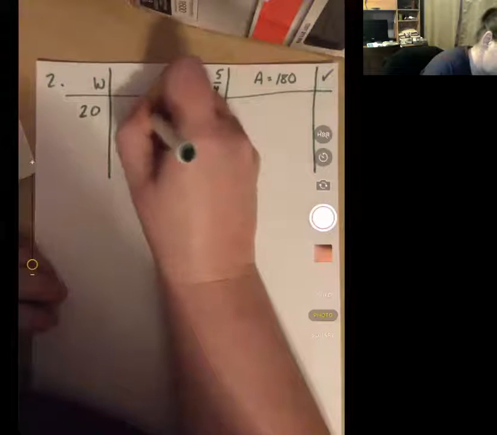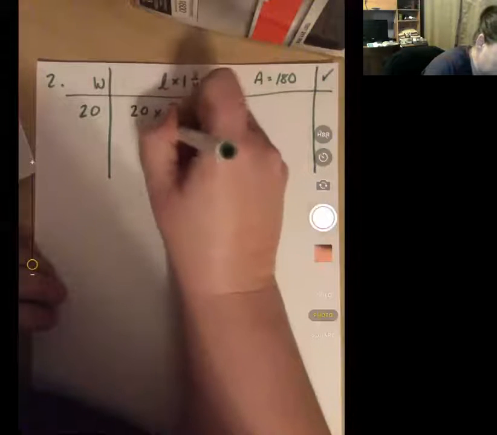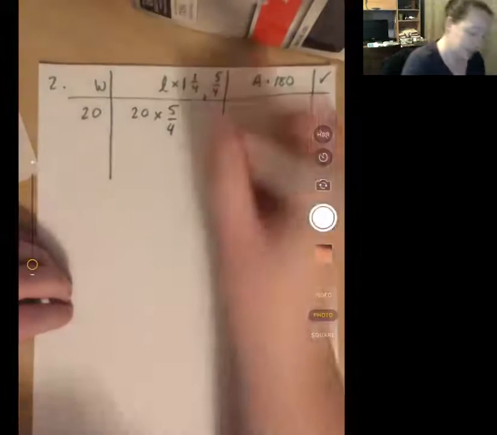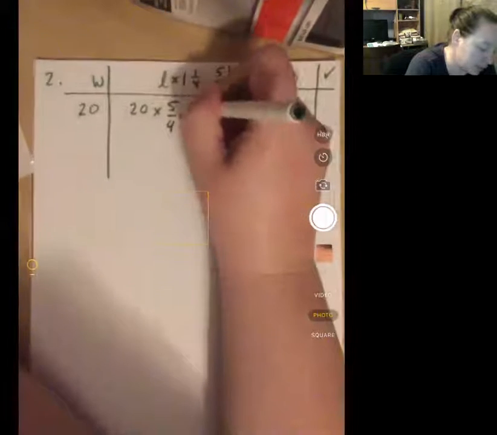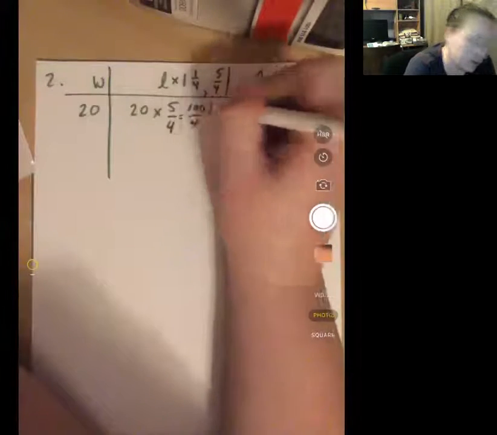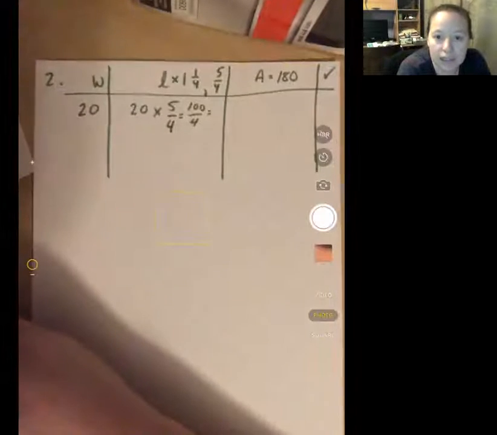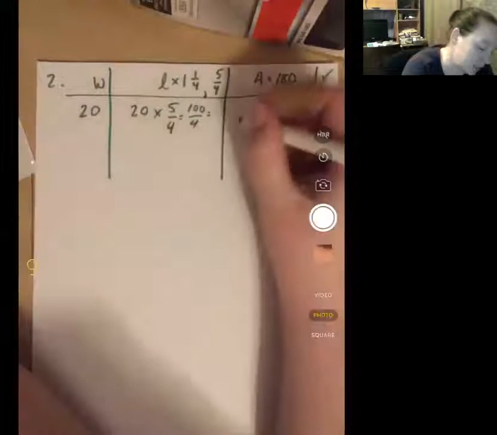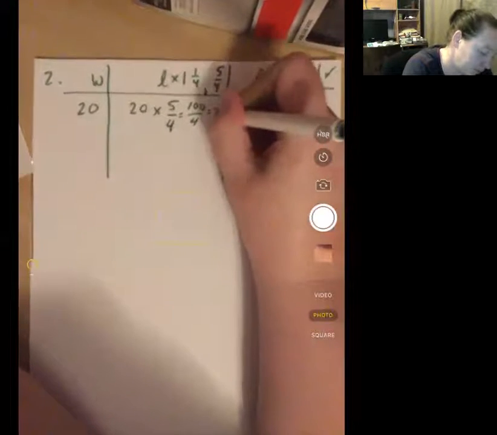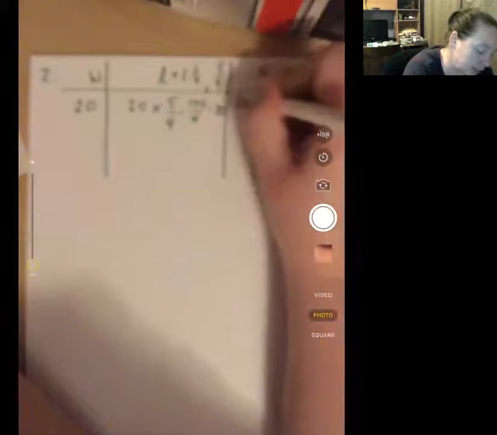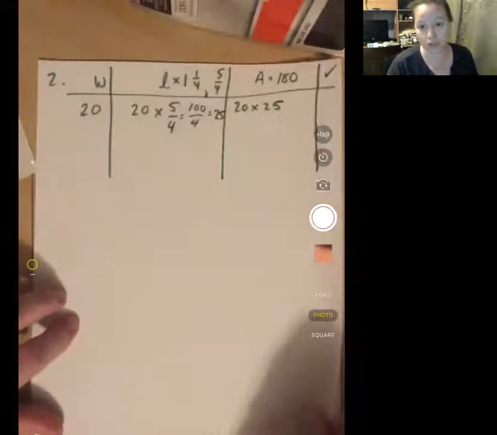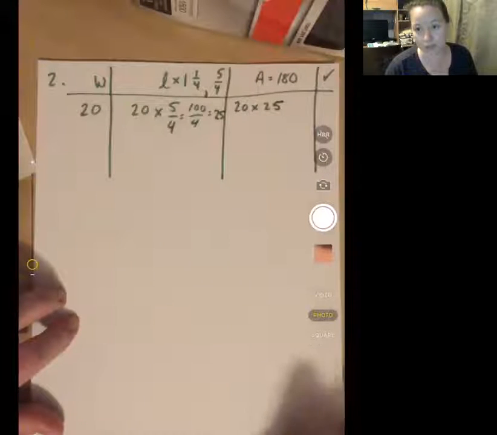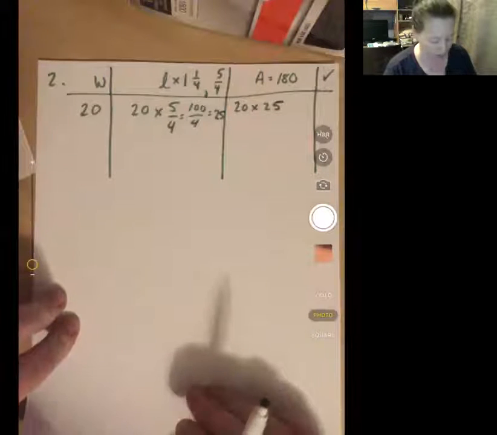So I have 20 times 5/4 is equal to 20 times 5, which is 100, divided by 4. 100 divided by 4 is equal to 25. So then I have 20 times 25. Once again, I'm going to go onto a different sheet of paper to do these multiplication ones because we are not going to have room here.